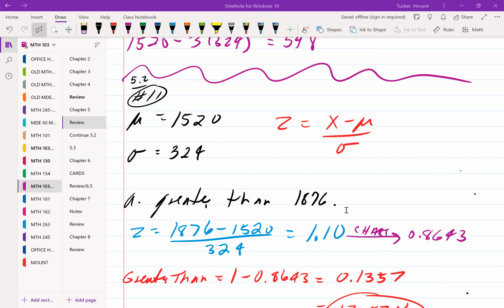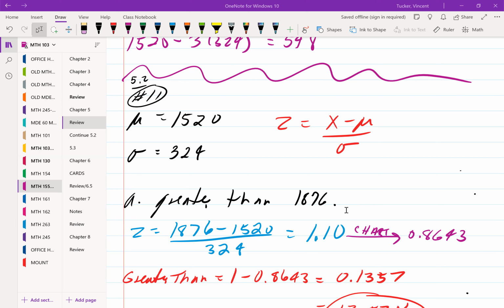So there are only three main scenarios when it comes to performing the application on Z-scores. There's less than, greater than, and then between. So less than, greater than, between. All the questions that you gave me pertain to either one or all three of those scenarios.